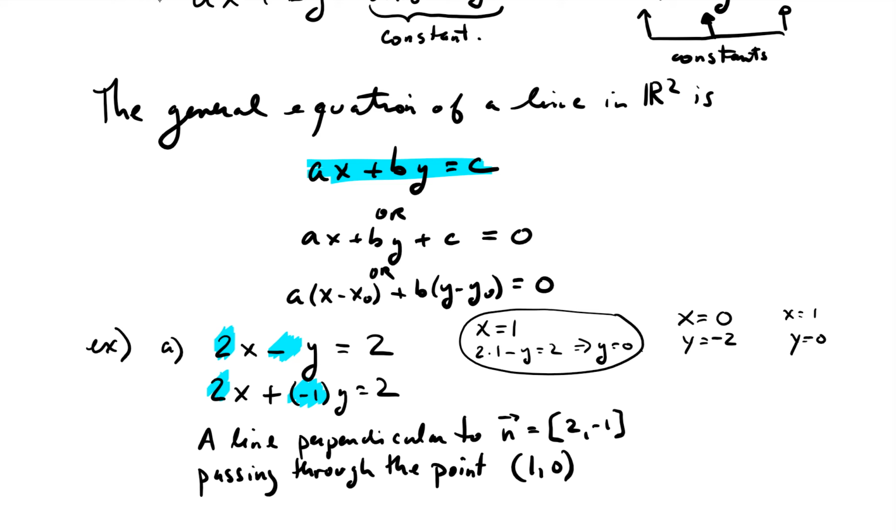But of course, you're not forced to do this. You can assign any value you want for x or y, and then you solve for the other variable, and you'll get a point. So that point, of course, is not unique. And by the way, the vector also is not unique.